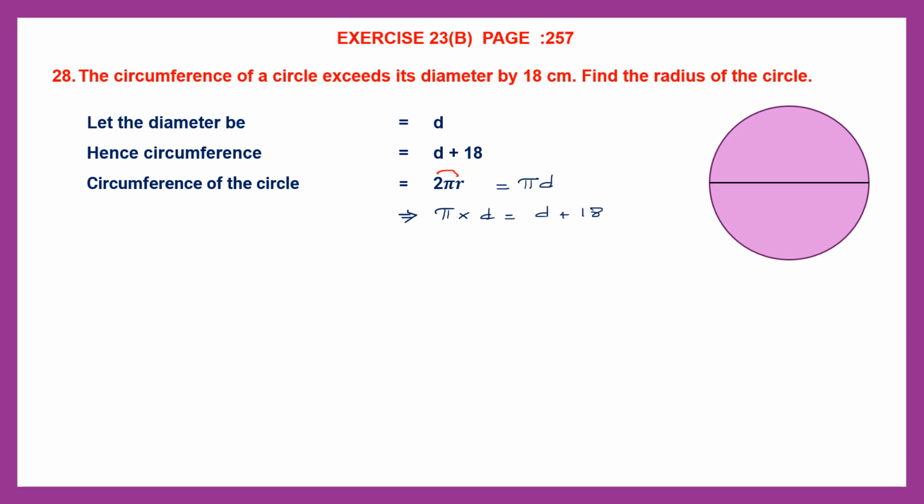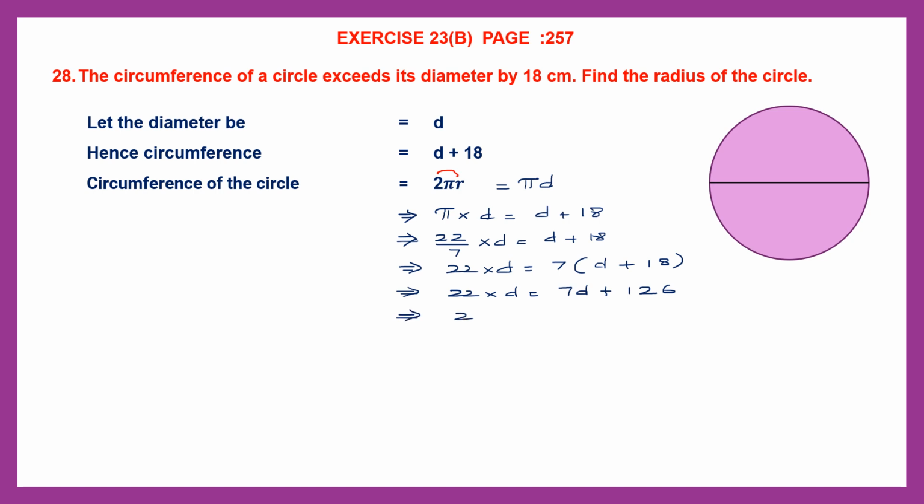Now how much is pi? Pi is 22 by 7, or 3.14. Now this is 22 by 7. Let's use this. 22 by 7 into diameter is equal to diameter plus 18. So let's leave 22 into d here and take 7 to the other side. When we take 7 to the other side, it becomes multiplication, because here it is division. So 7 into d plus 18. So this will be 22 into d is equal to 7 into d is 7d, and 7 into 18 is 126.